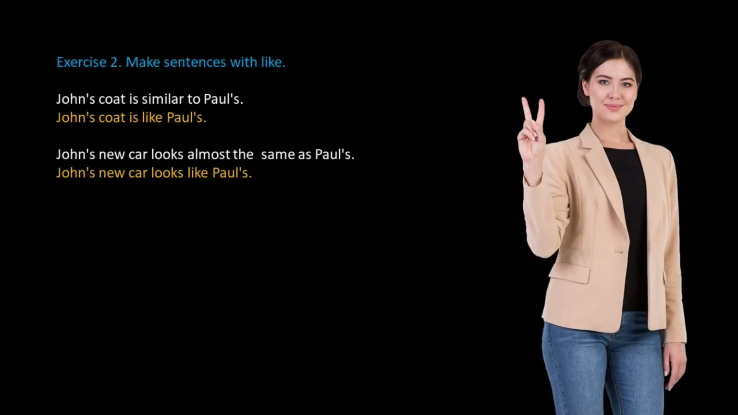Exercise 2. Make sentences with like. John's coat is similar to Paul's. John's coat is like Paul's. John's new car looks almost the same as Paul's. John's new car looks like Paul's. Now, please do the following exercise. You can pause your video while doing your exercise.